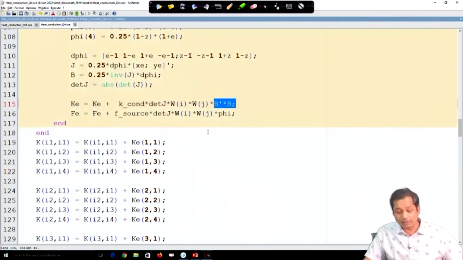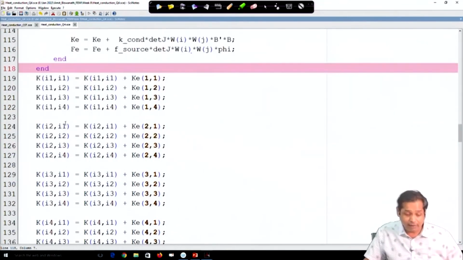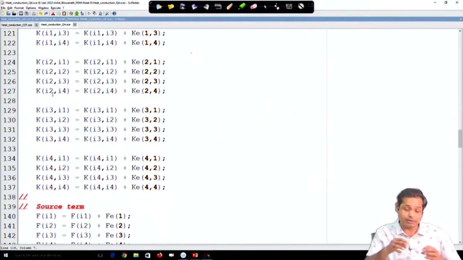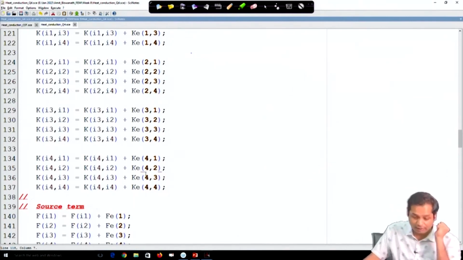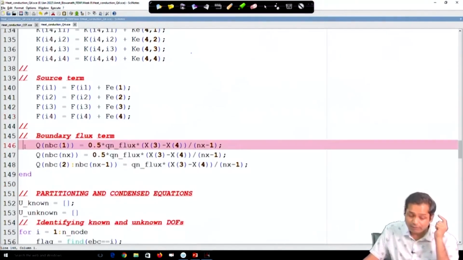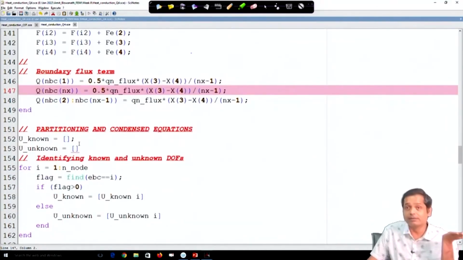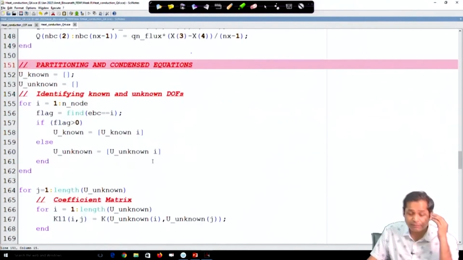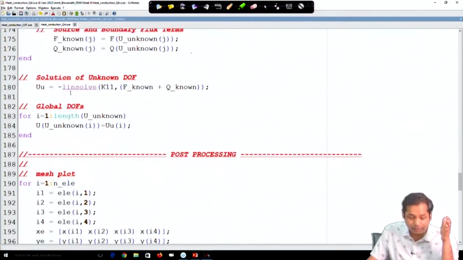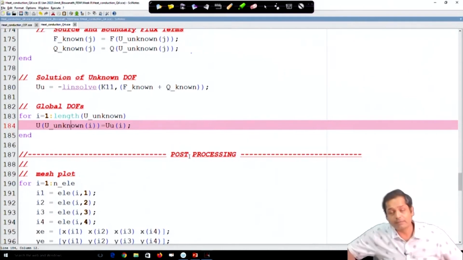So once that integration is done, at the end of this loop we have the element matrices, and then finally the global matrix needs to be populated based on the connectivity of the elements. So this is done here. Similarly, for the source term, this is the globalization of the source term. The boundary flux term is the same as the previous case. After that, the rest of the thing is exactly the same: partitioning of the matrices based on the known and unknown information, and then finally solution of this, and then globalization of the solution. Okay, so this is up to the solution.